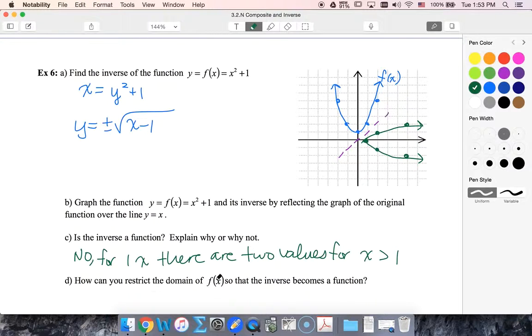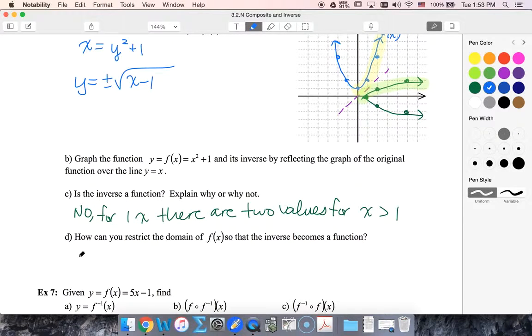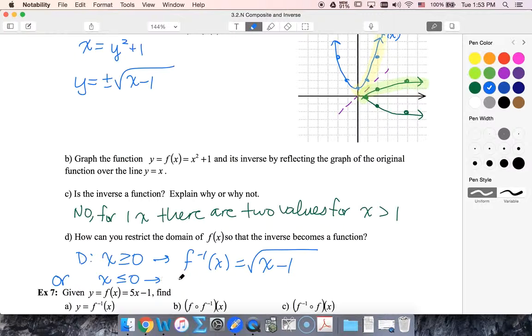But if I restrict my domain of f of x to be x greater than 0, that means in my inverse, I'll only have this branch, and then that would be a function. So if we say that the new domain is x greater than or equal to 0, then this leads to f inverse of x becoming just the positive square root of x minus 1. I could have also said x less than or equal to 0, which would have led to my f inverse being the negative branch.